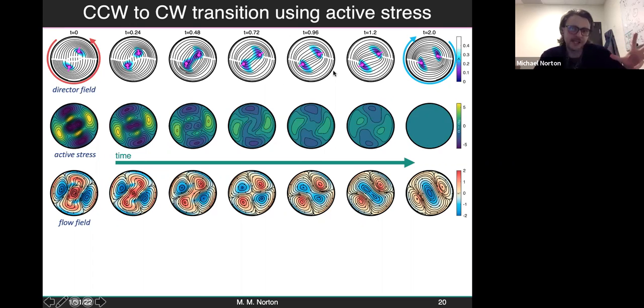We do see that the director field is roughly configured in this sort of dipolar configuration around time equals 0.96. And what's interesting is that the active stress field being applied at that moment has a handedness, right? One way we can make sense of this control is that it's bringing us to this point of symmetry and then pushing us over the hill with the right handedness. You can imagine that if you were at this point but had mirrored this control signal, you would end up back in the other attractor.